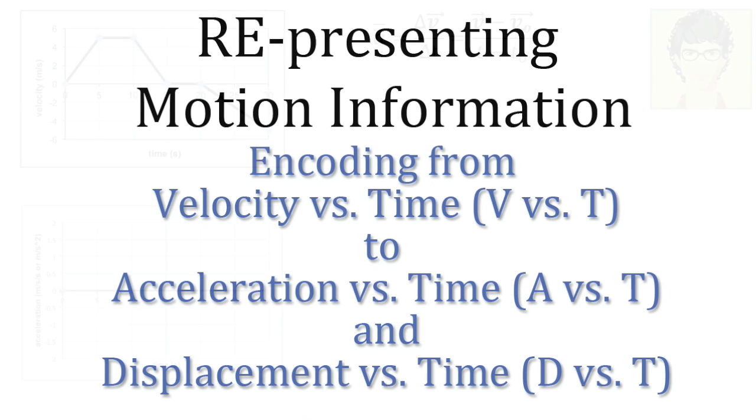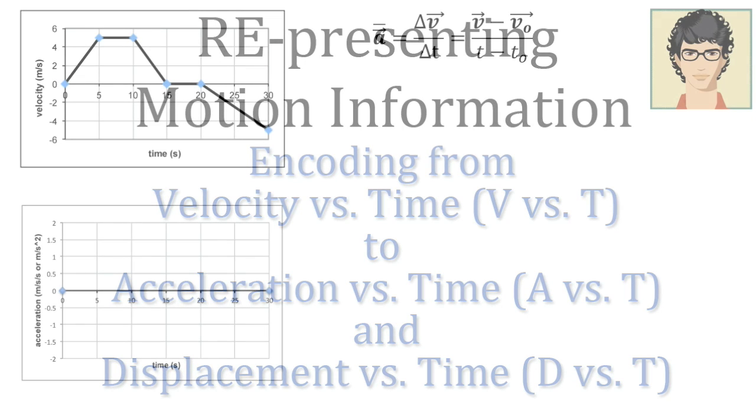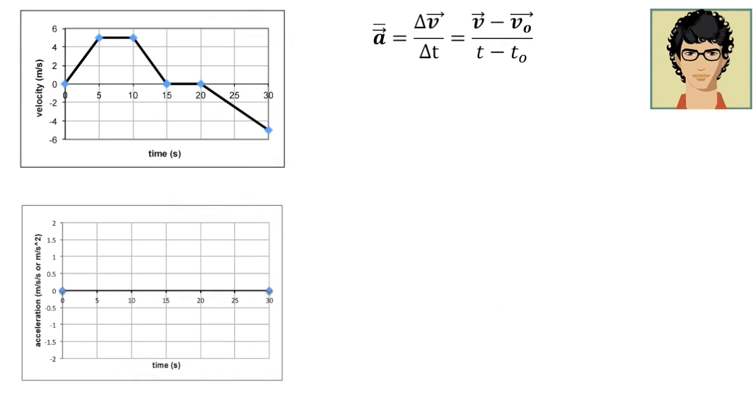Representing motion information, encoding from velocity versus time to acceleration versus time and displacement versus time. So we're going from V versus T to A versus T and D versus T. Lots to do here. All right. Well, the first thing I'd like to show is the fact that we have this formal definition for acceleration right here. And that being the case, we see that acceleration is delta V over delta T, which is V minus V naught over T minus T naught.